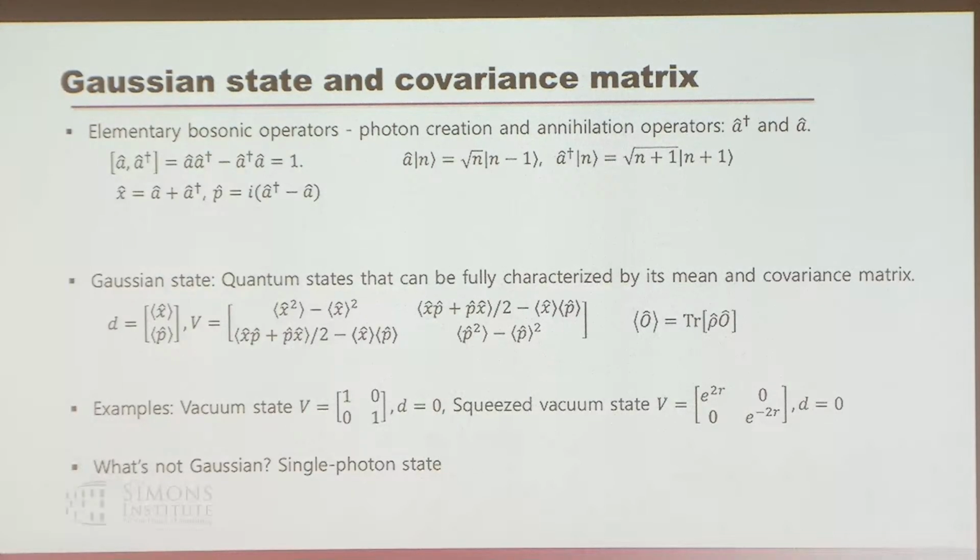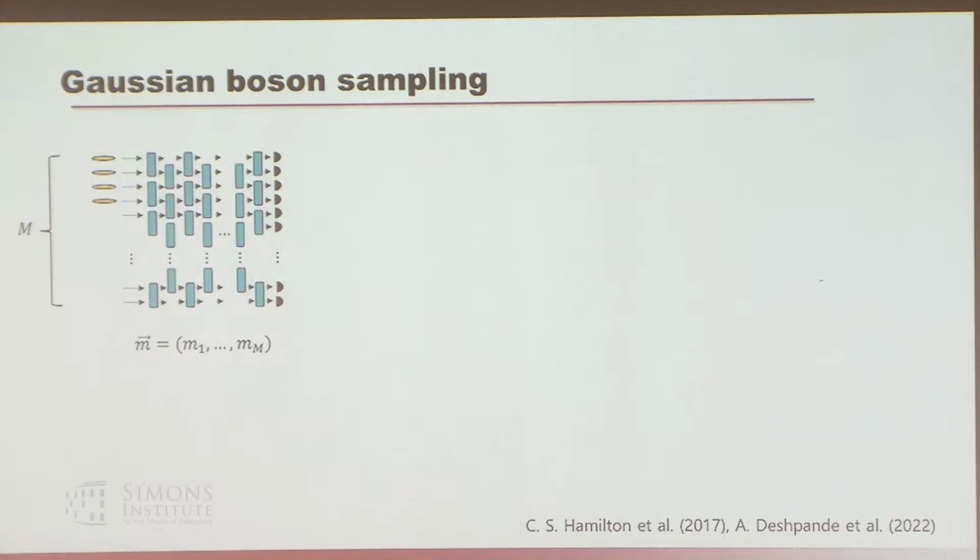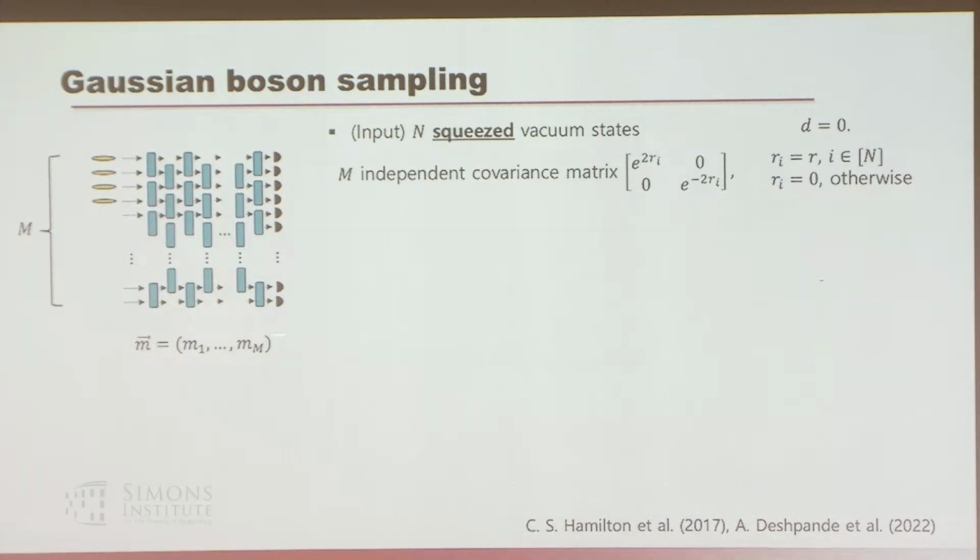Okay, if not, let me introduce Gaussian boson sampling using this picture. Instead of a single photon input state, we now have n squeezed vacuum states as input, and the rest of them are still vacuum states. Using this covariance matrix formalism, the input state can be characterized by m independent covariance matrices, where the first n squeezing parameters are equal to R because we squeezed, and the rest of them are vacuums, so the squeezing parameter is equal to 0. This is our state.